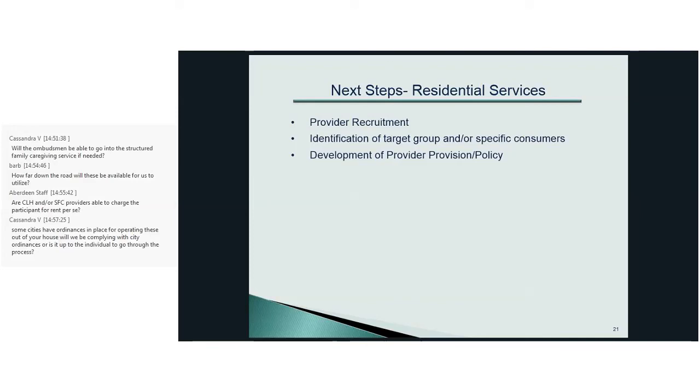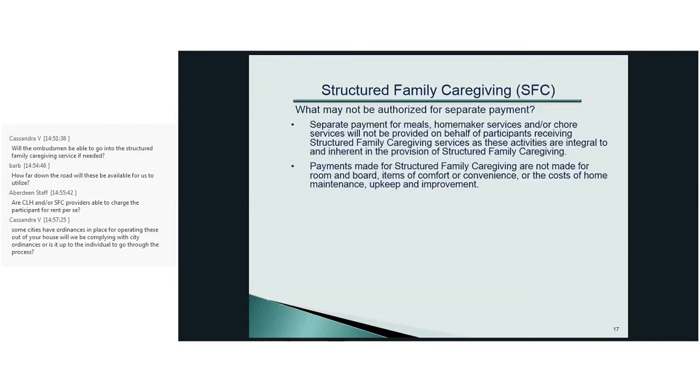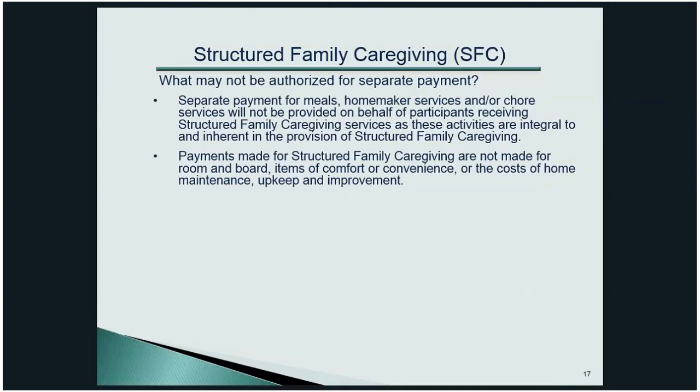Okay. Next question in Q&A says, are community living homes and structured family caregiving providers able to charge the participant for rent per se? On the presentation, it does indicate that payments made for structured family caregiving are not made for room and board. It's the same on the community living slide. So for the structured family caregiving, it would be set up similar to the in-home services. As far as the cost share, they would be able to bill the participant. They come up with an agreement as to the rent, room and board.